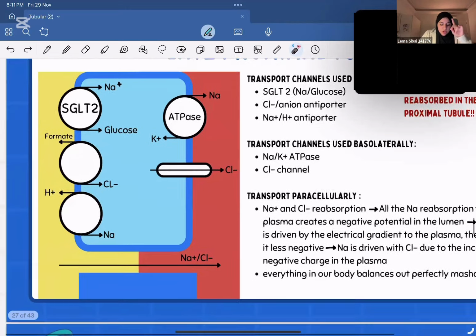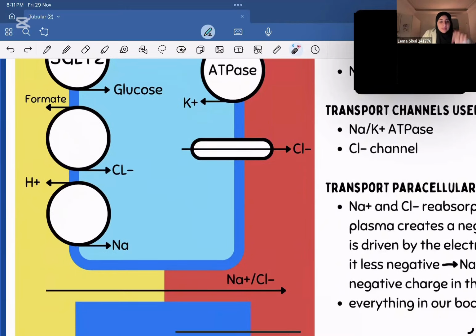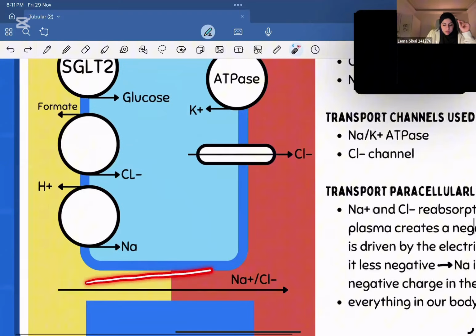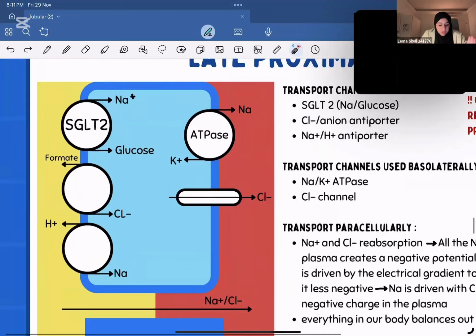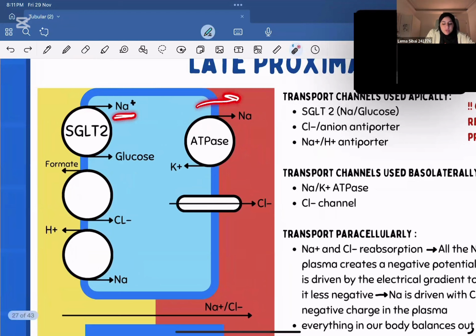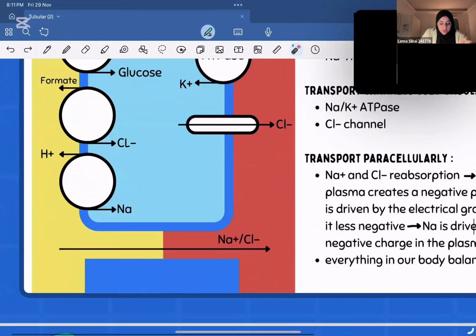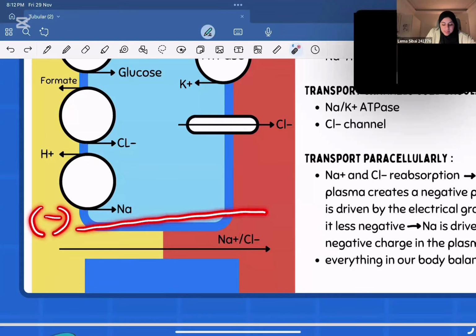But another way that sodium and chloride can be reabsorbed isn't only by the channels, it's also by paracellular transport. Now, this is really cool, but since a bunch of sodium is getting reabsorbed into the blood, and sodium is positively charged, right, it creates a negative space in the tubular fluid. Since you're removing so much positive, it becomes negative inevitably. Okay, so what does chloride do? Chloride ends up transporting itself paracellularly because it's a negative ion. It tries to make it less negative by moving itself away from it.